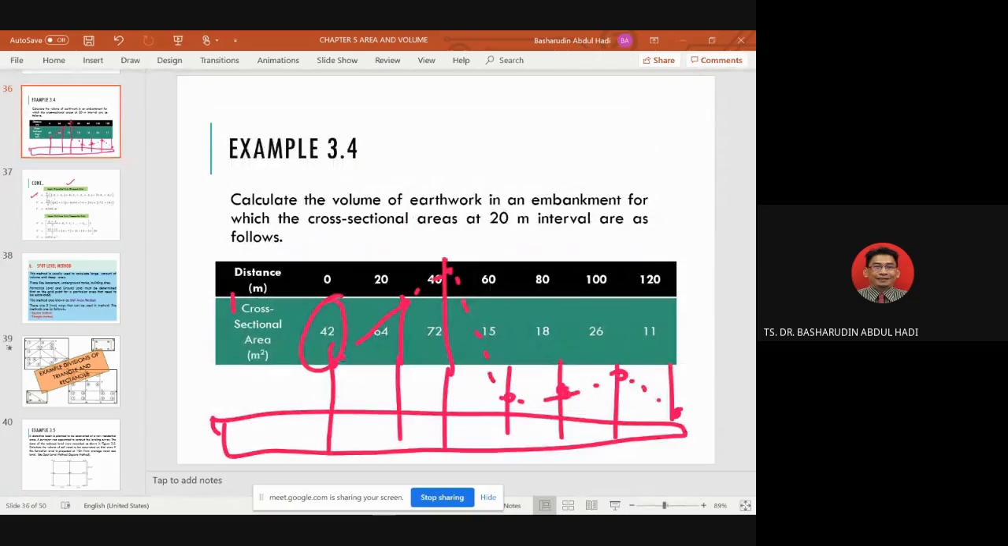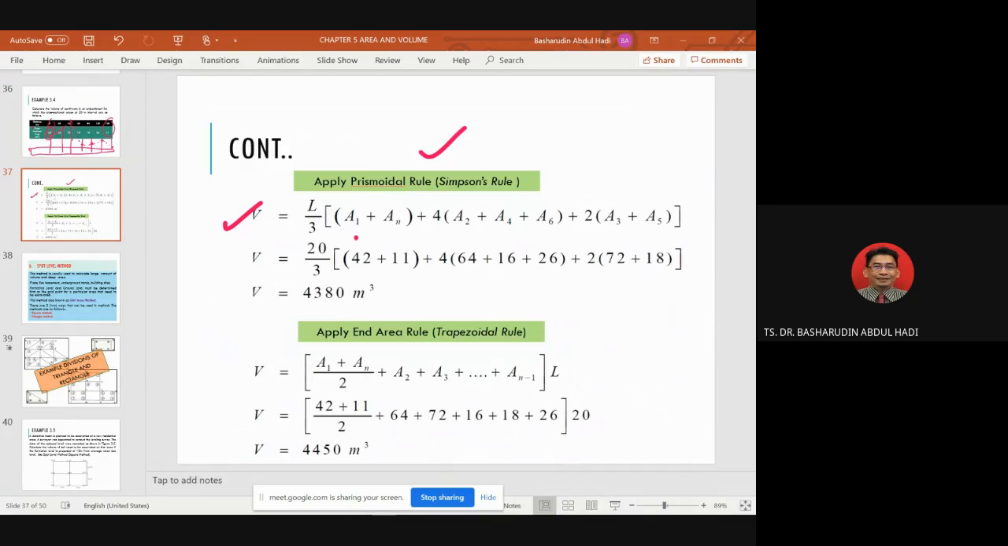A1, and then this one AN. This one A1. Okay. Alright, when you calculate, you get the volume is 4380 meter cube. This one is using the Simpson rule. For the trapezium rule, we calculate A1 plus AN divided by 2, and then plus A2 plus A3.